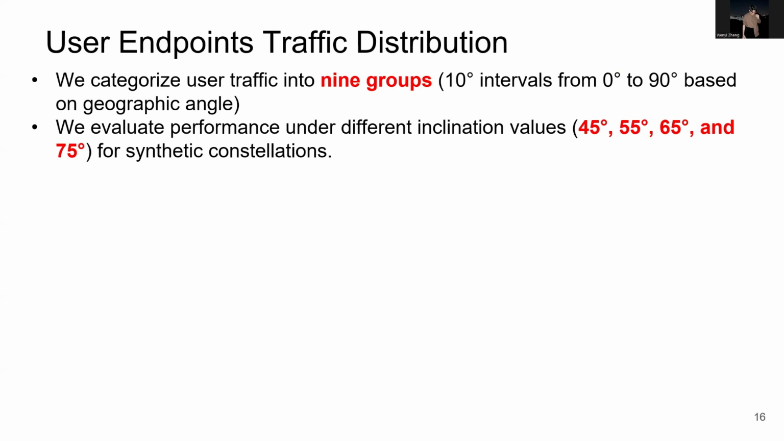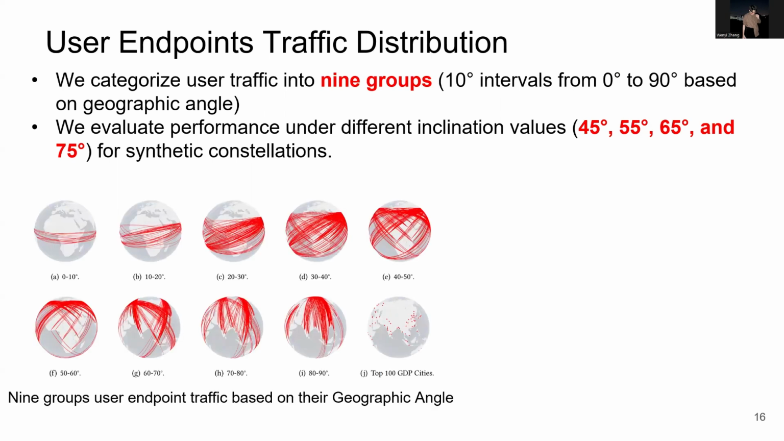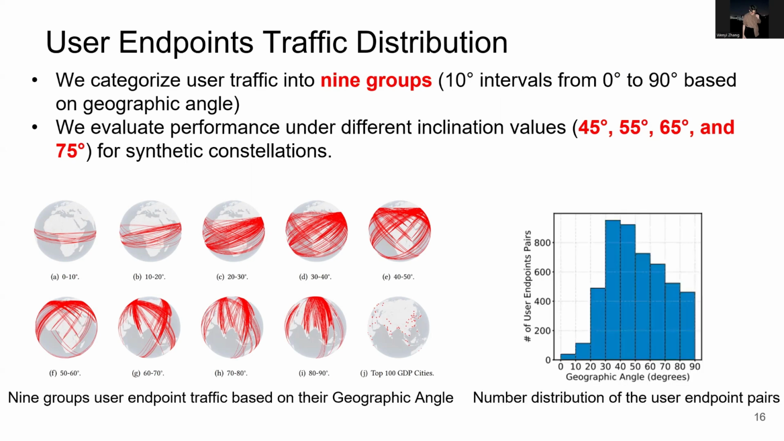To prove this, we categorize user endpoint traffic into 9 groups based on their geographic angle. The interval is 10 degrees, and we evaluate the network performance on the different inclination constellations. Here is a visualization of each group. We connect each user endpoint pair using a red line. The red lines have different geographic angles. Here is the distribution of those pairs. Most of the user endpoint traffic is within 30 to 70 degrees.